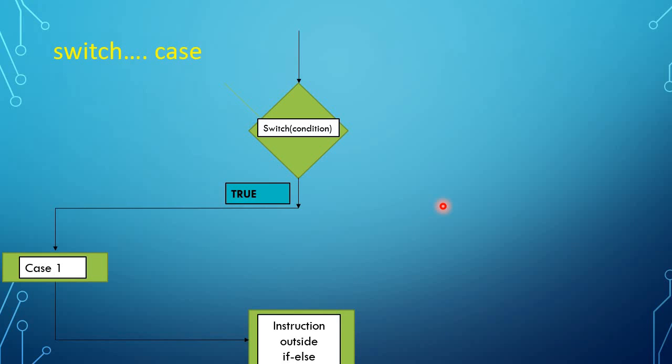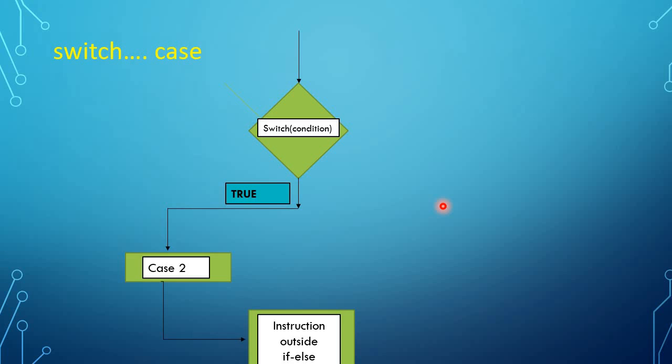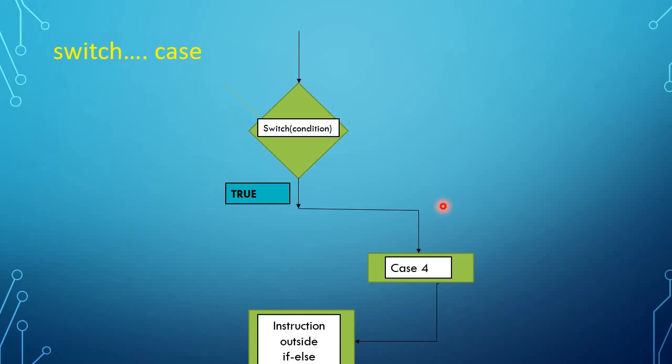If the result of the condition matches with case 1, then the case 1 block will be executed and then move to the next instruction. If the condition matches with the case 2 value, then the case 2 block will execute, and move to the next instruction, same as for case 3 and case 4.